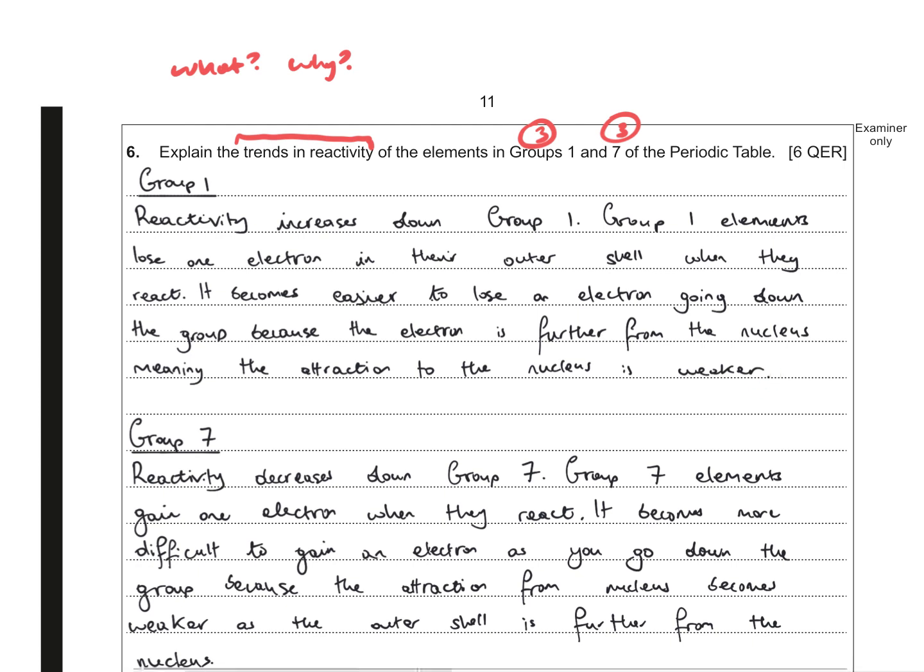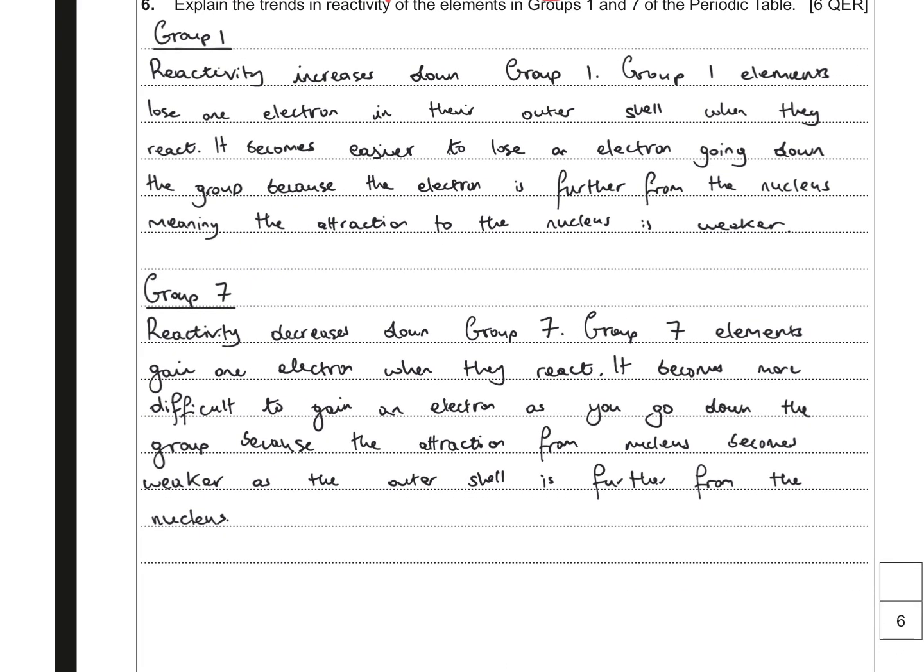I'm then going to go through the same process again for group 7. What is the trend and why is it that way? So group 7, the reactivity is the opposite this time. The reactivity decreases down group 7. The group 7 elements gain 1 electron when they react. It becomes more difficult to gain an electron as you go down the group because the attraction from the nucleus becomes weaker as the outer shell is further from the nucleus.